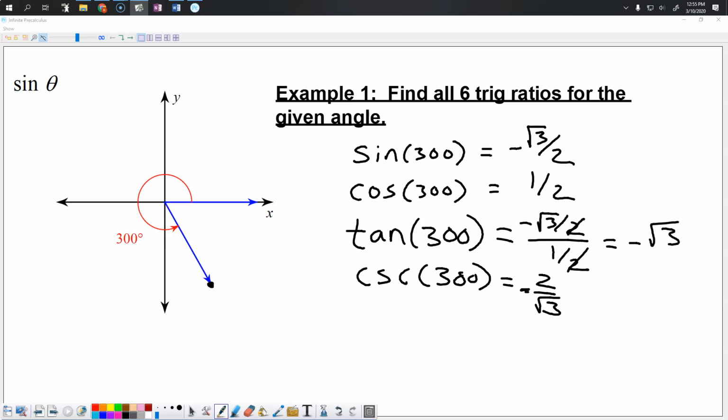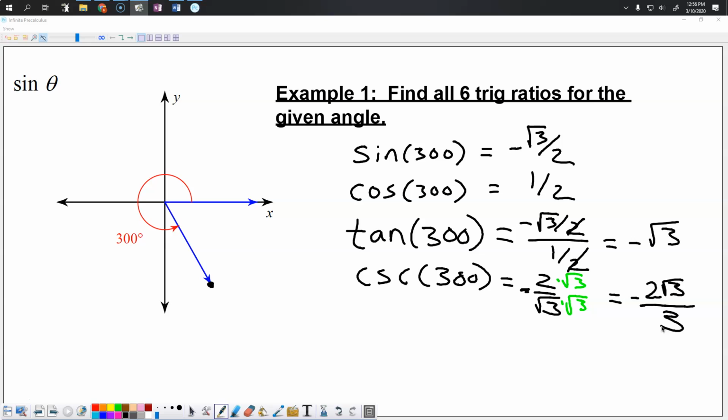Okay? Now, you can't. So we need to fix that. That's something that I can't fix for you. We actually have to do that. So no square roots are allowed on the bottom, so we multiply the top and the bottom by radical 3. And we end up with a final answer of negative 2 radical 3 over 3.